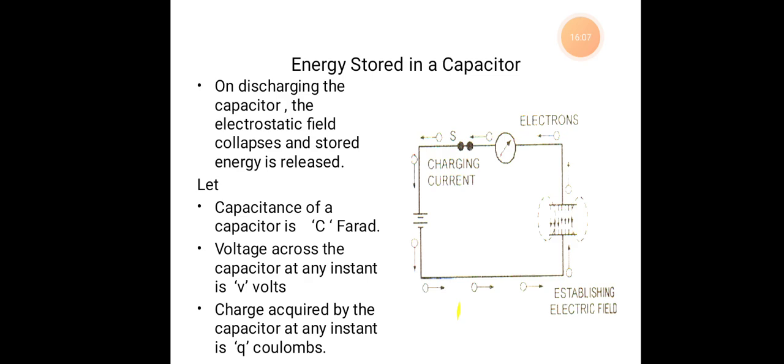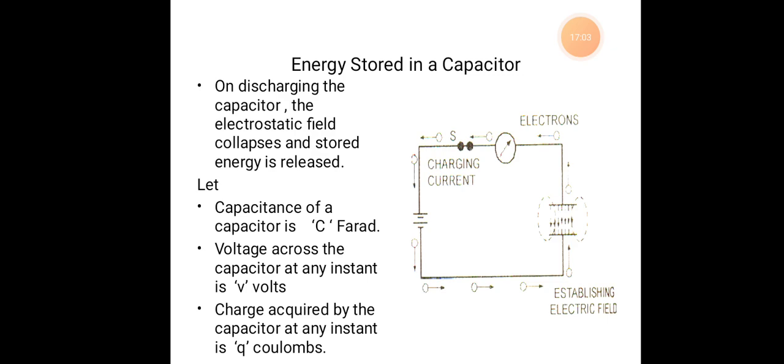Let the voltage across the capacitor at any instant be V, with the unit volts. And the charge acquired by the capacitor at any instant is Q coulombs. Charge is represented by the letter Q, and the unit of charge is coulombs.